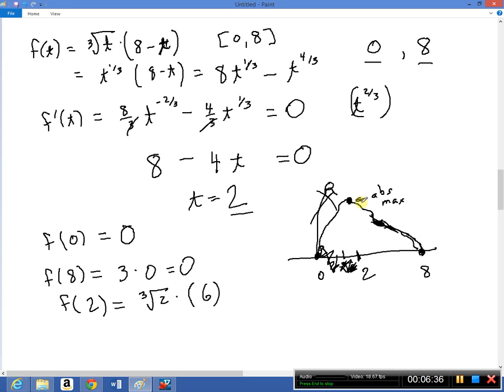So that's it. We have one absolute max, and we have 2 absolute mins which are equal, both of them at 0. That's as low as this function gets on the interval from 0 to 8. Okay? So that takes care of number 56. Let's try number 61.